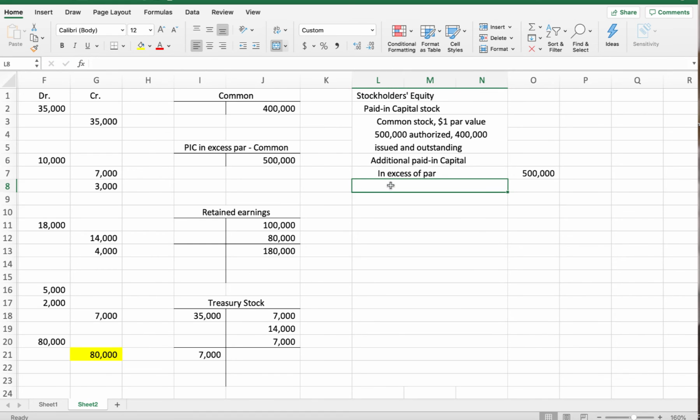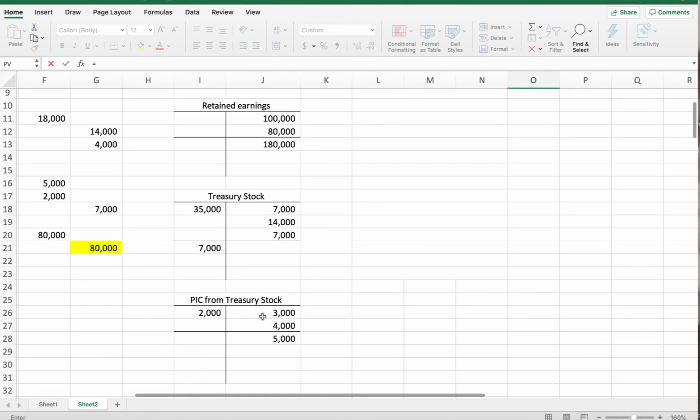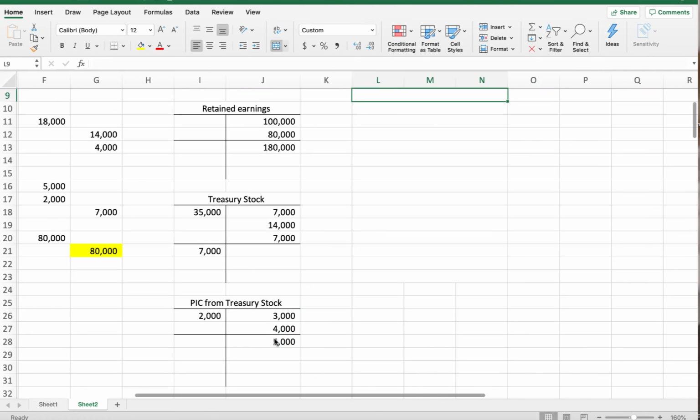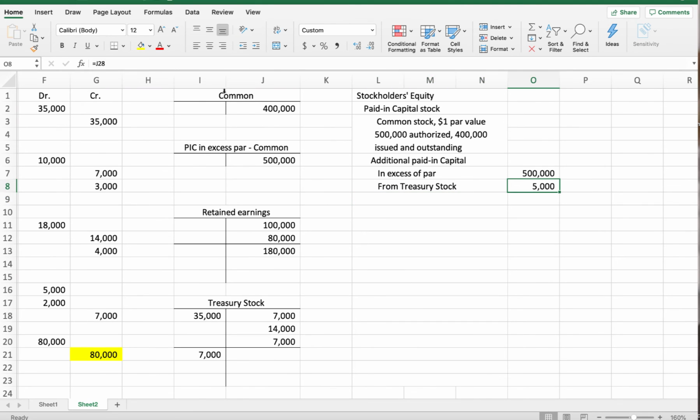Okay. The next thing that I'm going to list is my additional paid in capital from our treasury stock. Okay. So I'm going to indent 3, and I'm going to type in from treasury stock, and I need to find out what that dollar amount is. Well, if I go to my account, my paid in capital from treasury stock is $5,000. So I have 5,000. I'm going to underline this. I'm going to come right over here and I'm going to auto sum these.